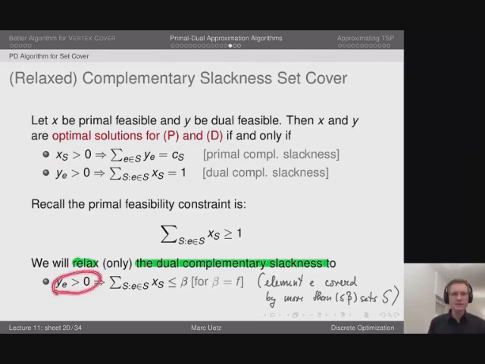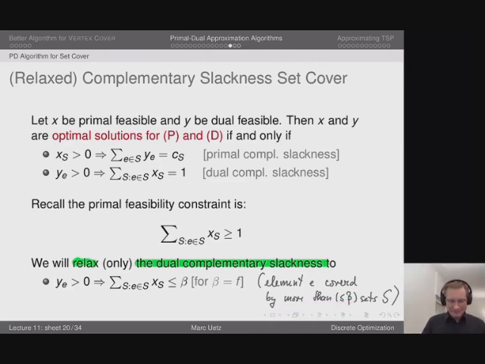So whenever a dual variable is larger than 0, so we are selecting an element in the dual, then the corresponding primal constraint, which was a larger or equal than 1 constraint, may be violated. So I'm probably selecting more than one subset that covers element E, but at most beta many, for some constant beta, and this beta is going to be the maximum frequency of the elements. So that means in the primal and dual solutions that I construct, an element will be covered by more than one subset, but not too many.